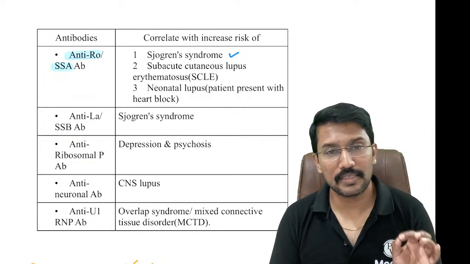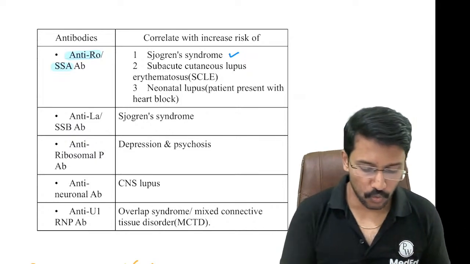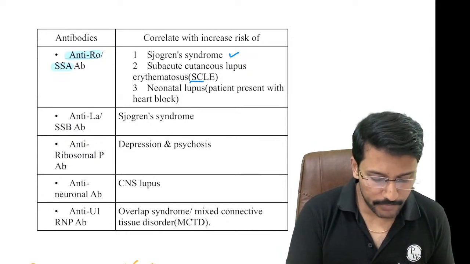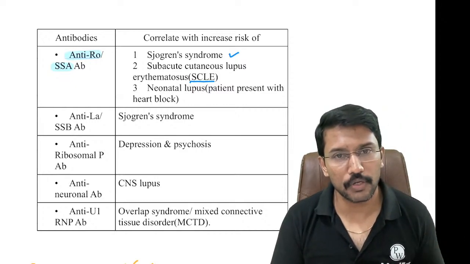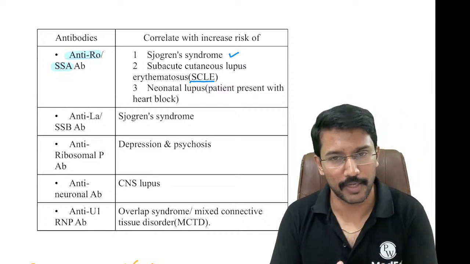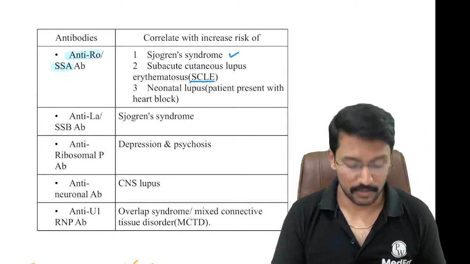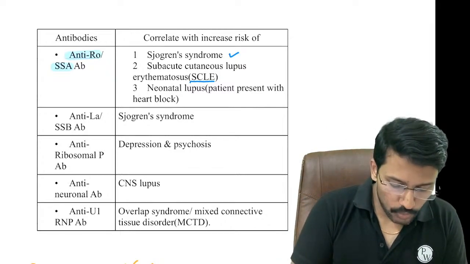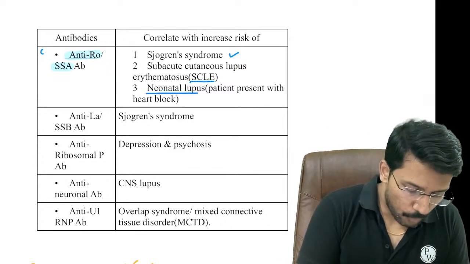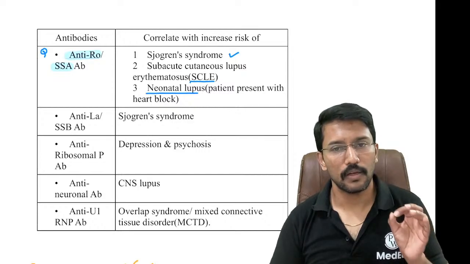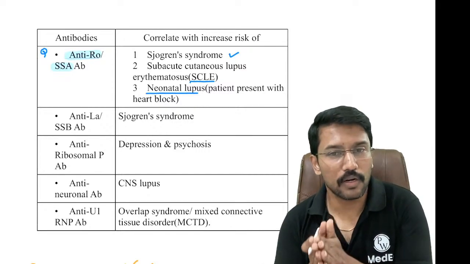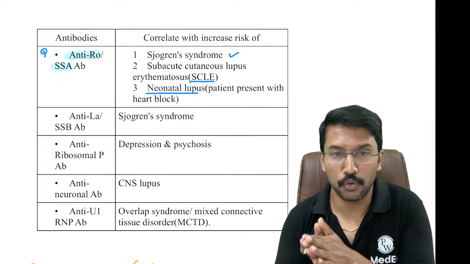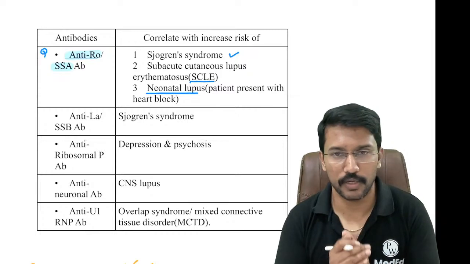But presence of this SSA or anti-Rho also correlates with one more skin manifestation of SLE called subacute cutaneous lupus erythematosus. Okay, and then most importantly, neonatal lupus. This is an important MCQ zone, right? Which of the following antibodies correlates with the increased risk of neonatal lupus? Now, what do I mean by neonatal lupus?